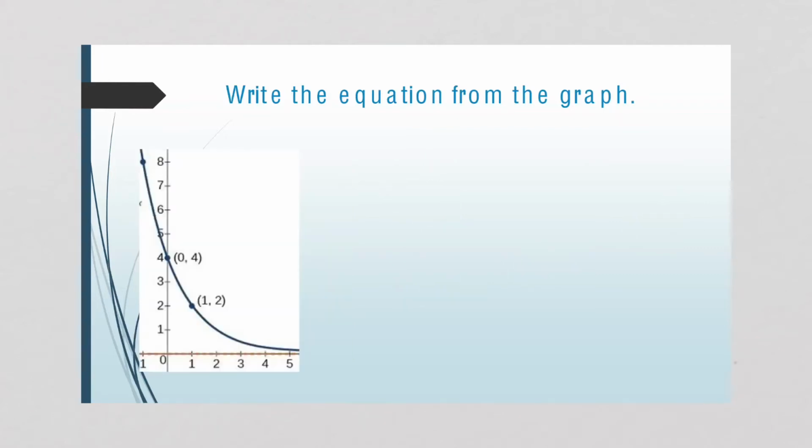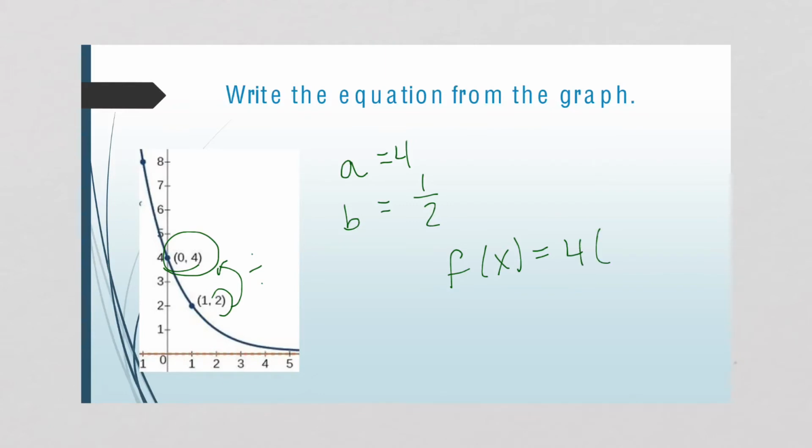In our next example, I do the same thing. Only difference is I'm going to notice that A in this case is not 1. A is 4. When I do B, I'm going to take 2 divided by 4, and I find B to be 1/2. Which should make sense because it's between 0 and 1, and the graph looks like a decay. So f of x equals 4 times 1/2 to the x.